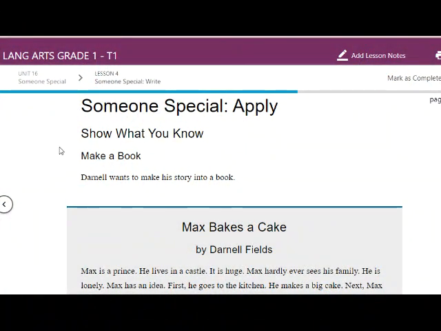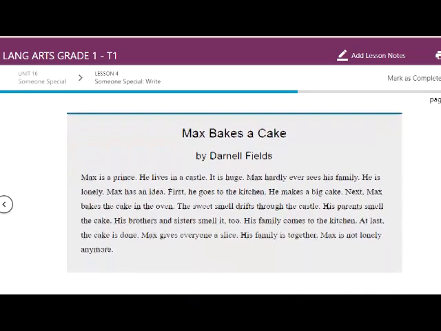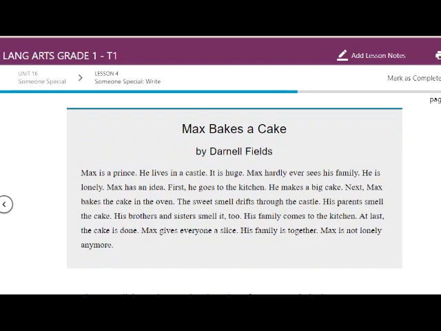Make a book. Darnell wants to make his story into a book. So you've seen Darnell a few times in this lesson already in his story. He has a title, Max Bakes a Cake. Look at how all of the important words in the title, Max, bakes, and cake are capitalized. That's very important. He also wrote his name since he's the author and illustrator, by Darnell Fields. Let's read his narrative story.